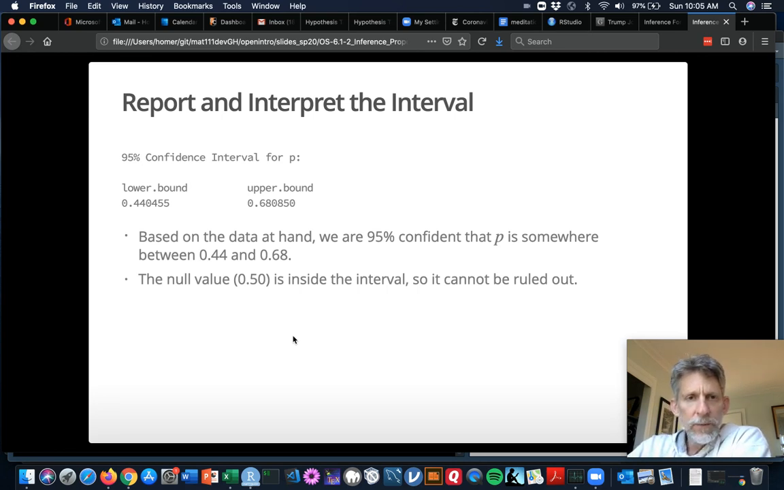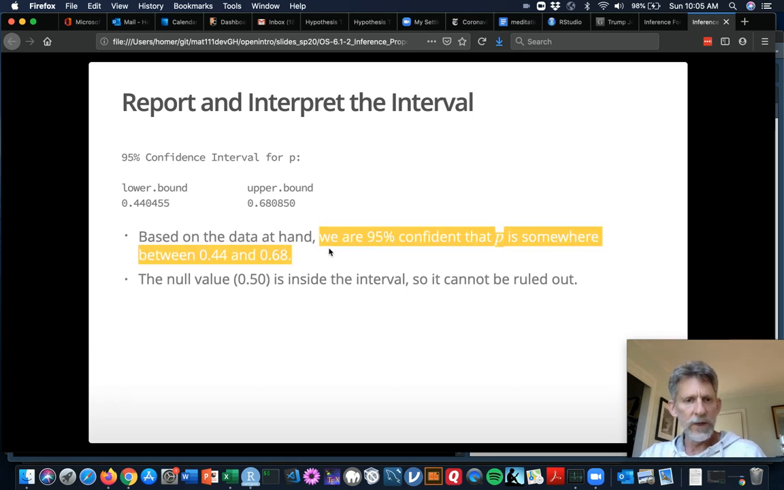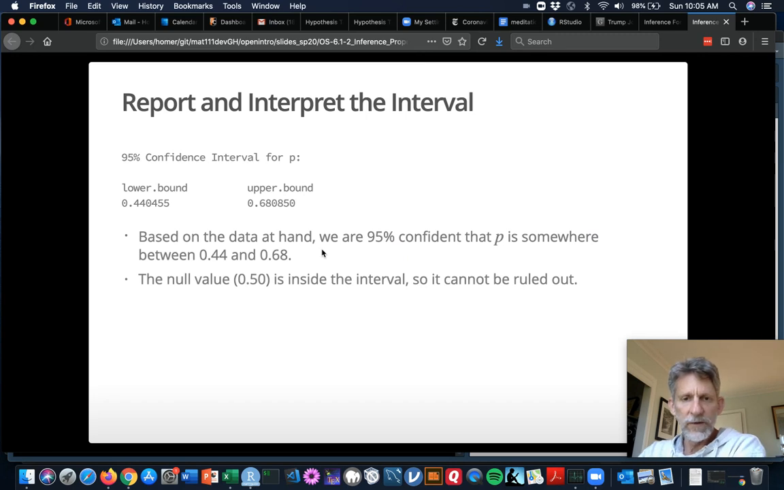So if you had to report this interval to someone and interpret it, then you could just show your interval here. And your interpretation would be to say that based on our data, we are 95% confident that p is somewhere between 0.44 and 0.68. Or we could say we are 95% confident that the proportion of all Georgetown College students who are female is somewhere between 44% and 68%.